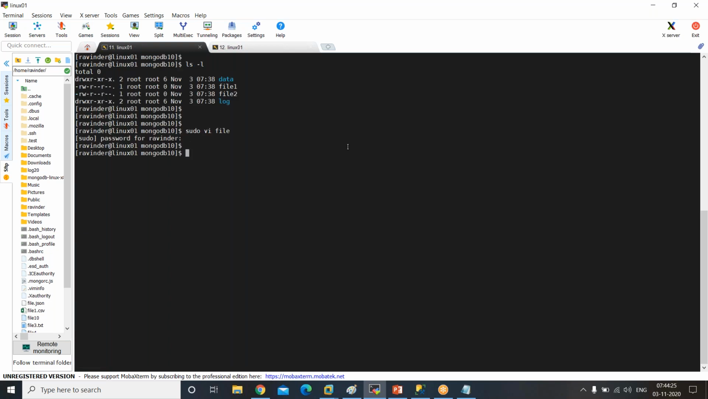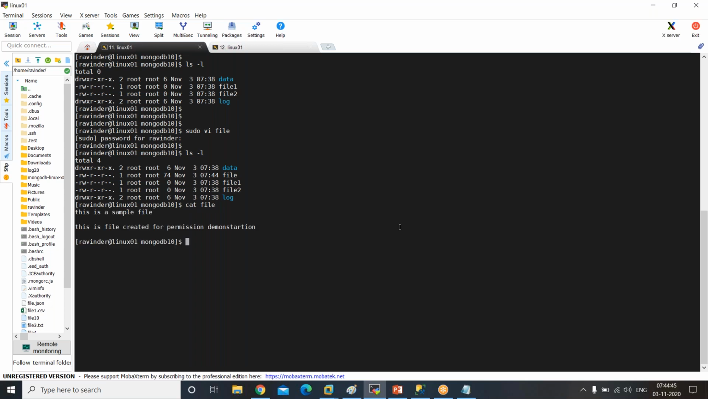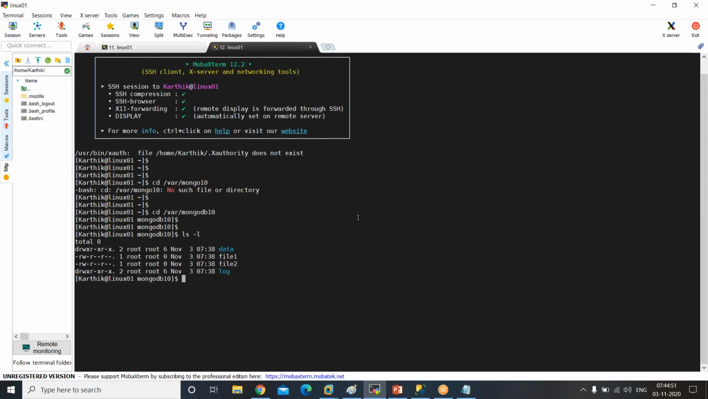I'm saving it. Now, if I want to read it, Ravinder cannot read this file directly because he does not own it. He tries cat file. You have the file and file 10, 3 files. If I'm trying to read with cat file, I cannot read it. Oh, he can read it. Okay, good enough. I'll talk about why he can read it.